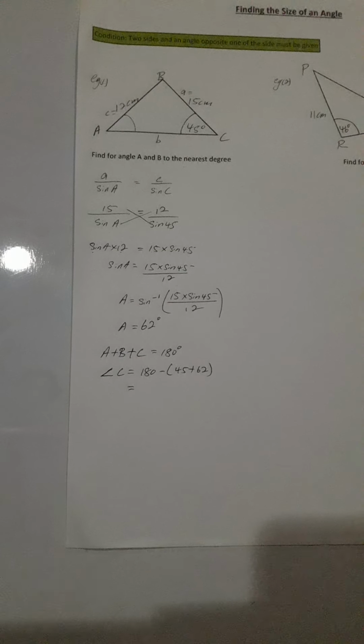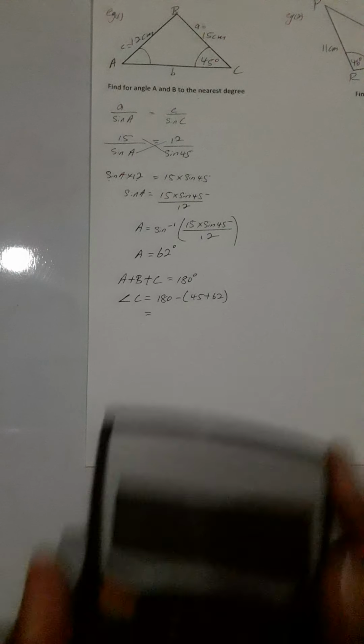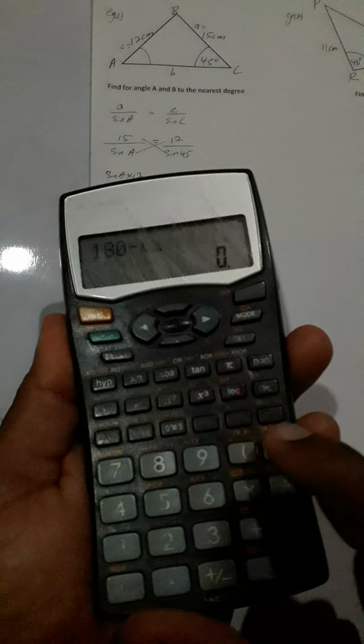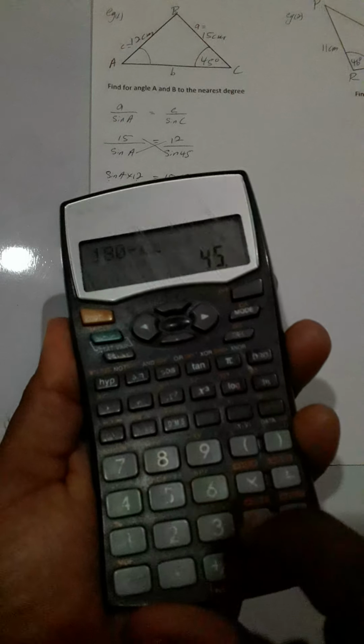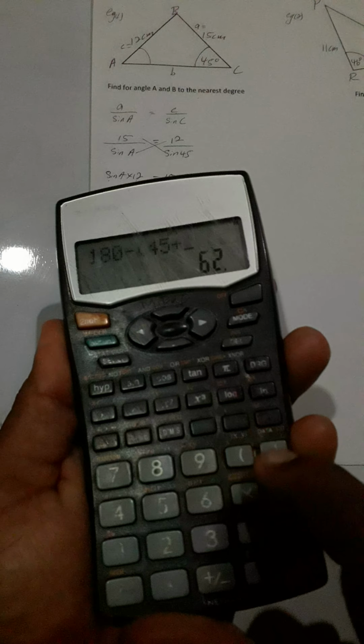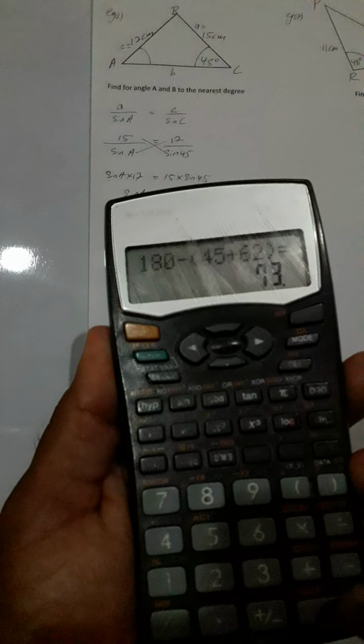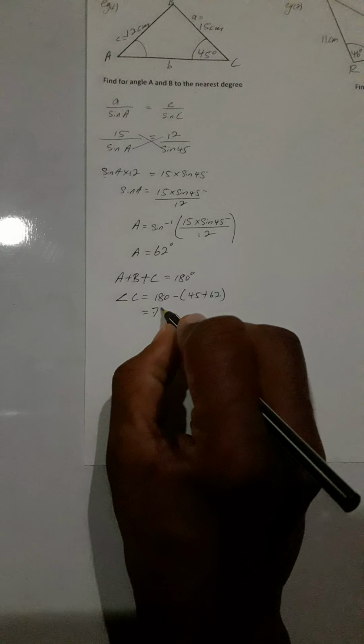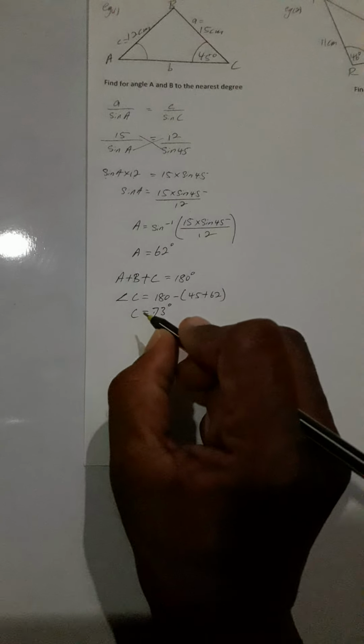And we can use our calculator. 180 minus, in brackets I have 45 plus 62, close my bracket. What do I have? 73 degrees. So angle C will equal 73 degrees. Good. So that's our first problem.